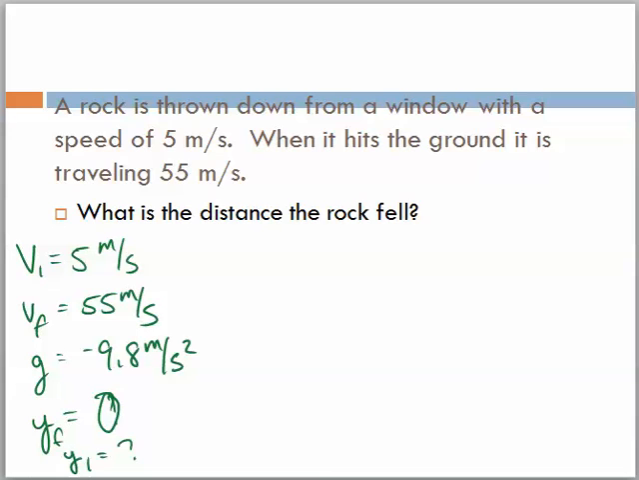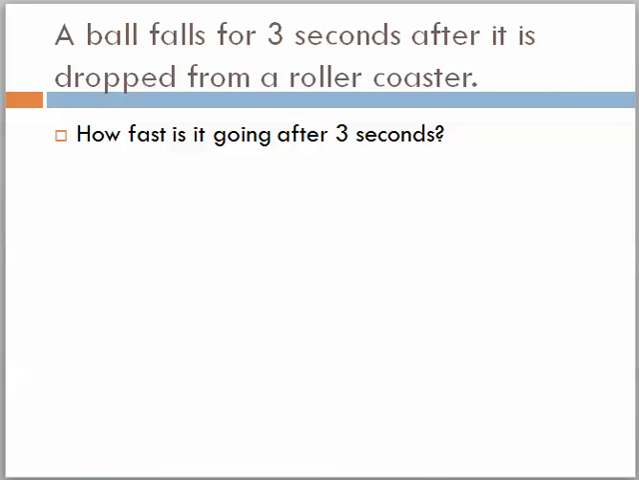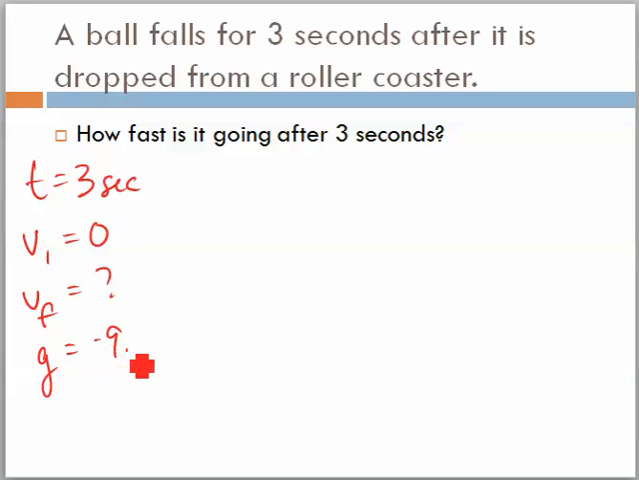The last thing I'm going to give to you then is this problem. It says a ball falls for 3 seconds after it's dropped from a roller coaster. How fast is it going after 3 seconds? Well, did they give us time? They do. It's 3 seconds. Do I know initial velocity? Well, if it's dropped, you can assume it to be 0. They're wanting you to find that final velocity. I will give you this hint. What's pulling on it? Gravity.